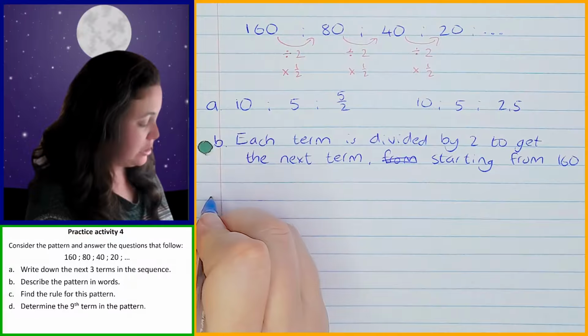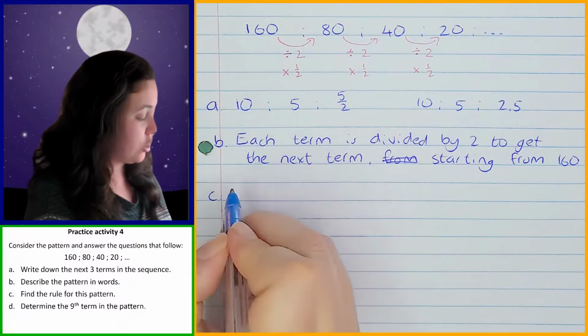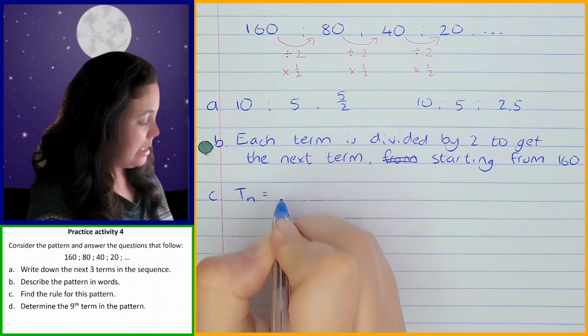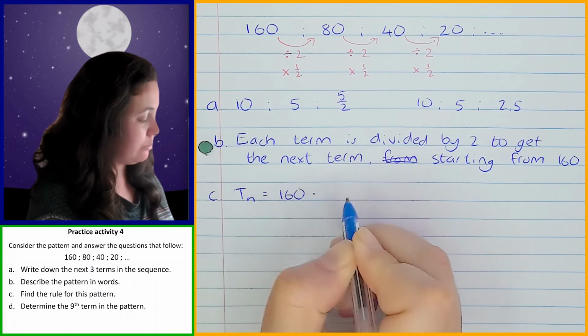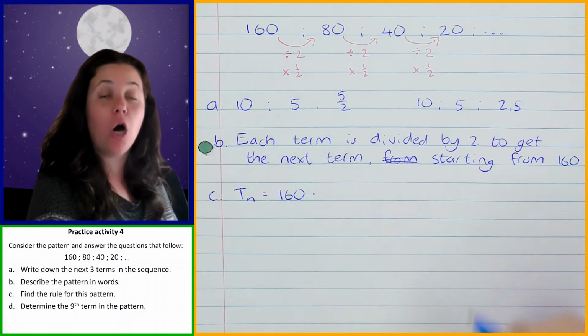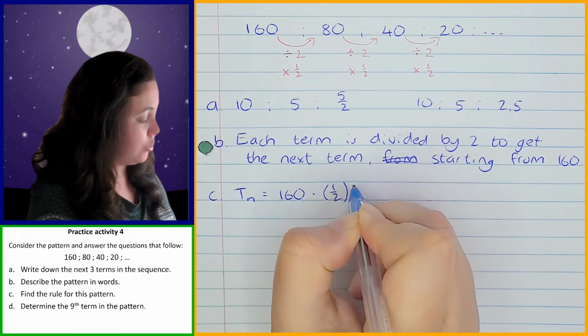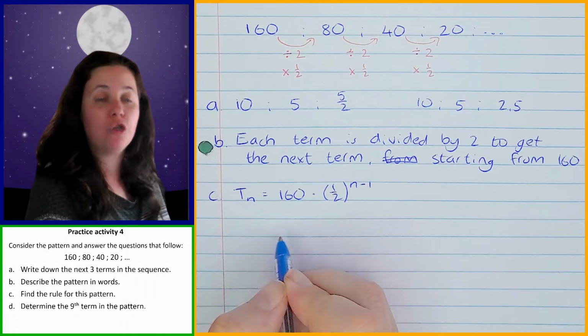Okay, then question C, we have to find what the rule is. So this is where we have to use the half. So our rule, Tn, is equal to, our first term is 160, and that is being multiplied over and over and over by a half. Okay, so it's multiplied by a half to the power of n minus 1. So that's what your rule should have looked like.